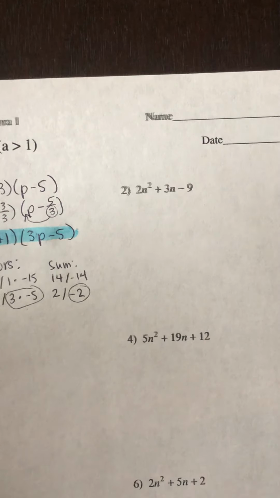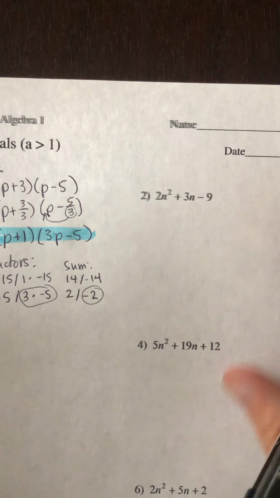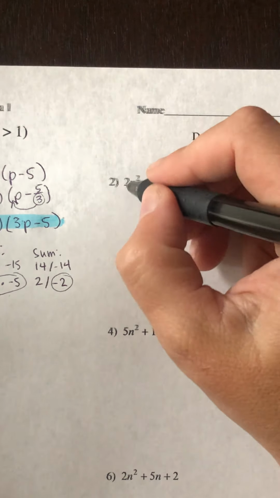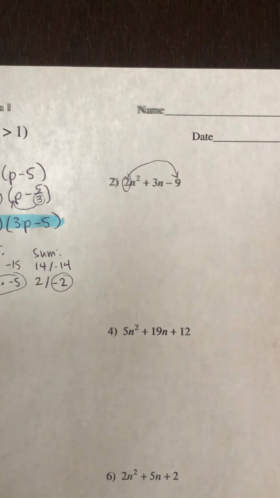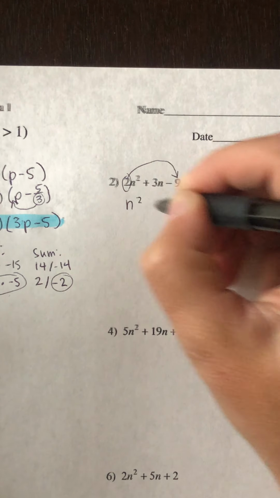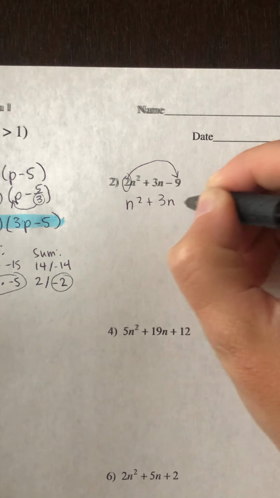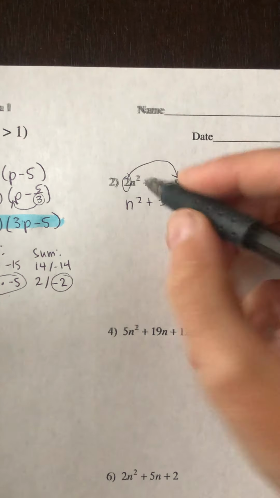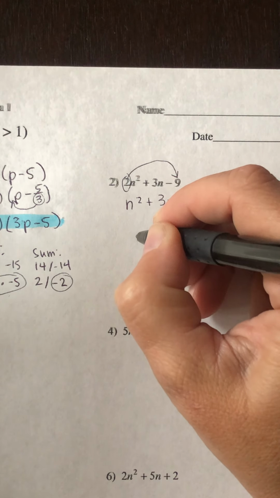All right, next one. We're going to take this 2, multiply it by our last number, and we're going to rewrite. So we have n squared plus 3n minus 18. We're going to factor this.